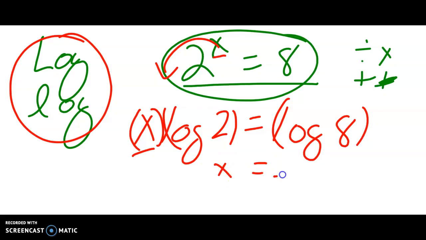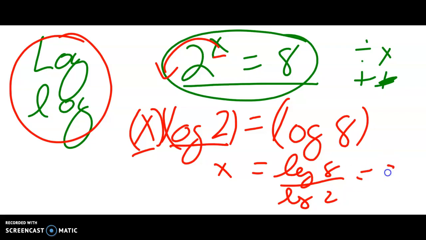To solve for x, you solve the way you normally would: if log 2 is multiplying by x, you divide each side by log 2, essentially moving it to the other side. Throw that in the calculator and you get 3. Okay, that's an easy question.